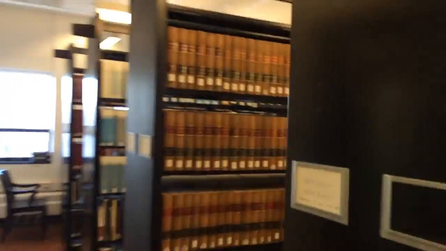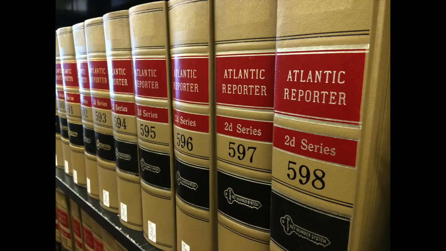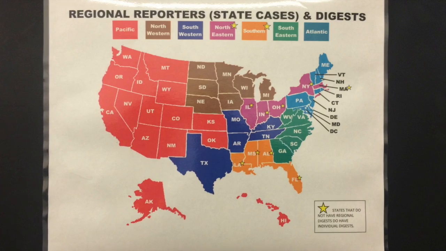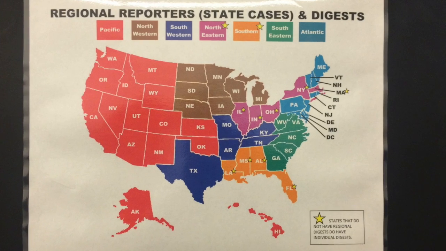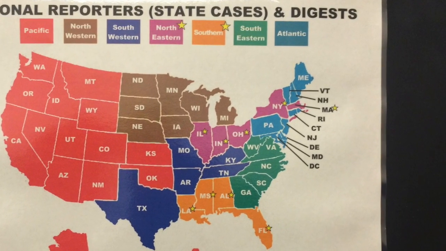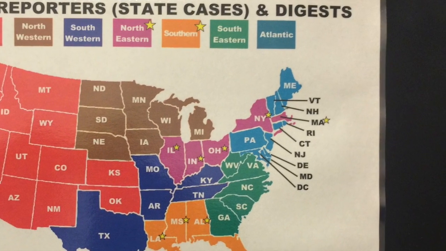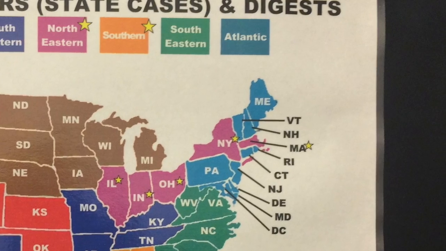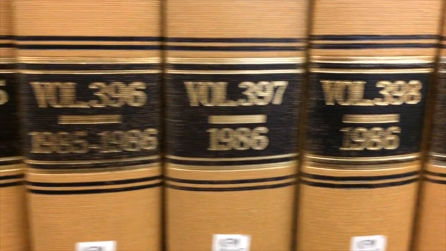The library has two reporters that cover a number of states, the Atlantic Reporter and the Northeastern Reporter. The Atlantic Reporter covers 10 states, including Connecticut, New Hampshire, and, although not a state, Washington, D.C. The Northeastern Reporter contains cases from 5 states, including Massachusetts and New York. Know, however, that neither of these reporters contains federal cases. Cases are arranged in reporters chronologically.